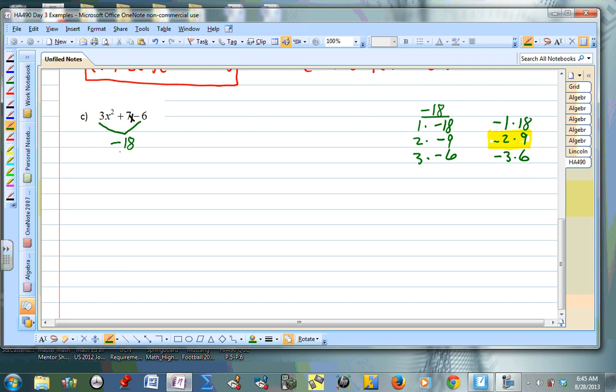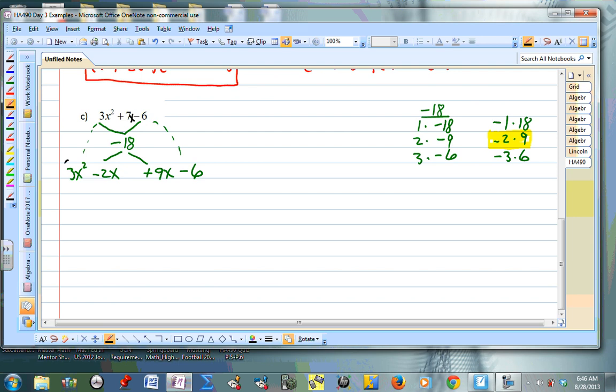So here's what we're going to do. We're going to split this negative 18 up into a negative 2 and a positive 9. Negative 2 and plus 9. Now remember, we wanted these terms to add up to the middle term, plus 7x. So let's make this a negative 2x and a positive 9x. Now these will add to 7x, the middle term. Okay, now what we'll do is bring down the first term, 3x squared, and bring down the last term, minus 6.